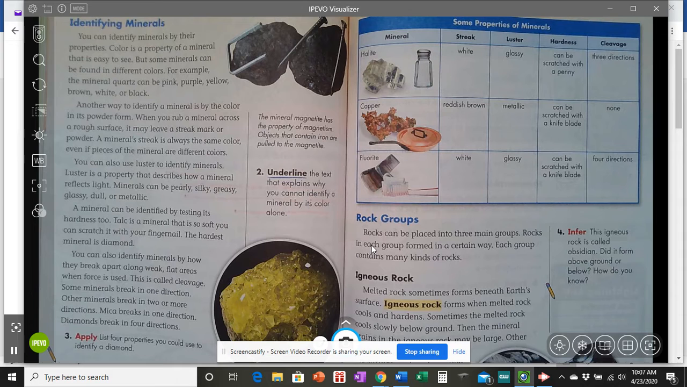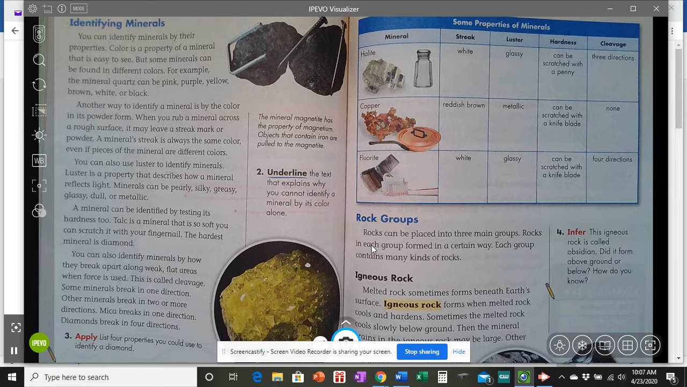Some properties of minerals. We have halite, which has a white streak. It's glassy. Its hardness can be scratched with a penny, and cleavage is in three directions. Copper is reddish brown and has a metallic luster. It can be scratched with a knife blade and it does not break. Fluorite is white. Its luster is glassy. It can be scratched with a knife blade and its cleavage is four directions.